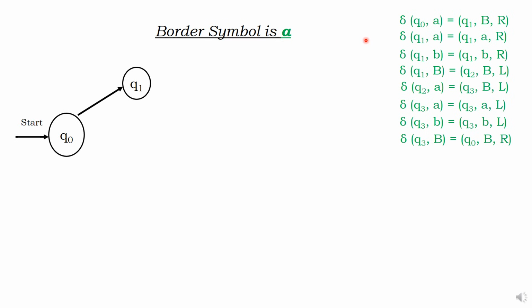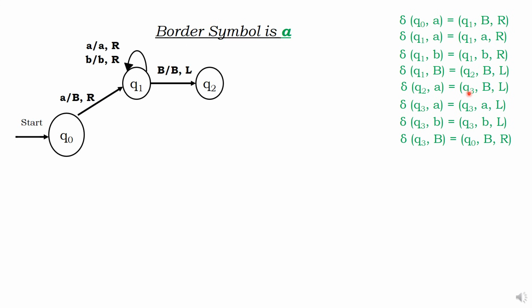Remember the green color. Q0 to Q1: A replaced by capital B, move right side. Next, Q1 remains Q1, self loop. What should I do? A/A, R, B/B, R. Done. Next, Q1 to Q2: B/B, L. Done.